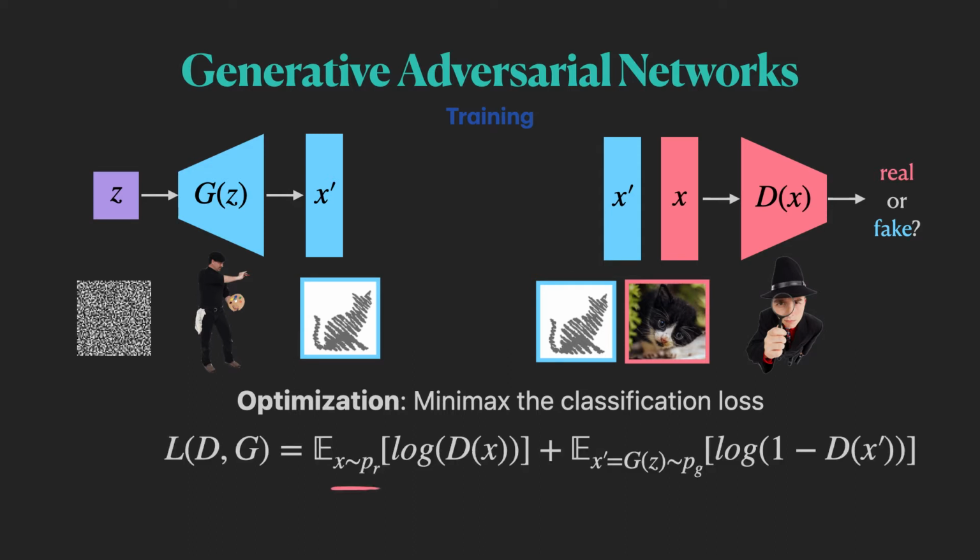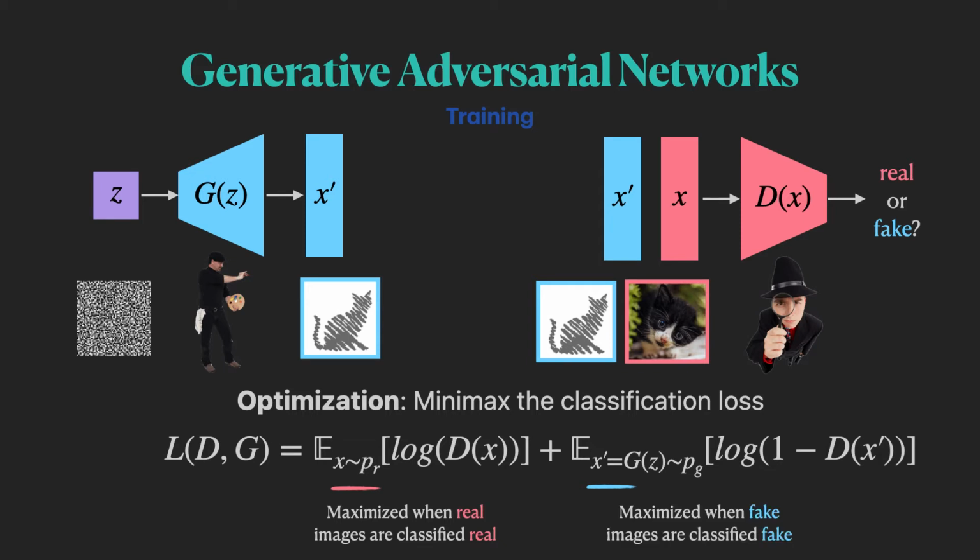The first term is only affected by real images and is maximized when they are classified as real, and the second term is only affected by the generated images and is maximized when they are classified as fake. The discriminator's goal is to classify correctly, so it tries to maximize this expression, and the generator's purpose is to generate images that are realistic, meaning to fool the discriminator, so it will try to minimize this expression. Since they have opposite objectives, they take turns training.